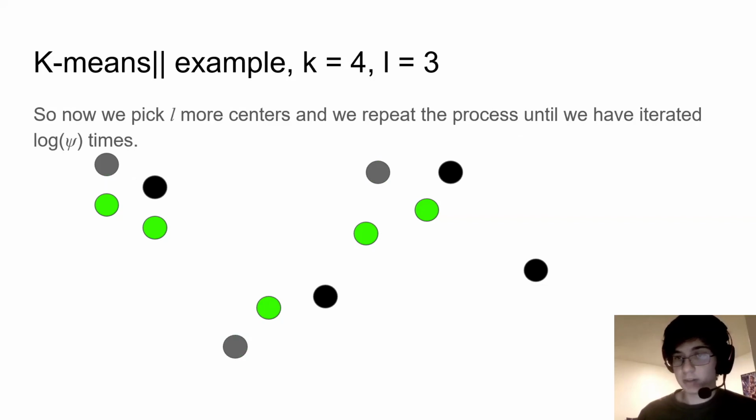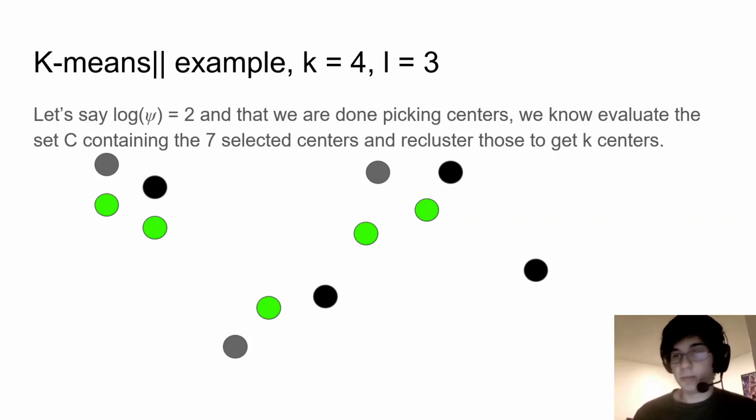So next iteration, do the same thing, pick L more centers. You might think, we pick one center and then L more centers on top of that. We don't pick L plus 1 centers each iteration. That was just the first one because we had the first center and then added L to it. So it's just L centers in each iteration. And so we pick 3 more centers, and we keep picking L more centers until we've iterated log psi times. And let's just say, for simplicity's sake, that log psi is equal to 2, so we could just be done.